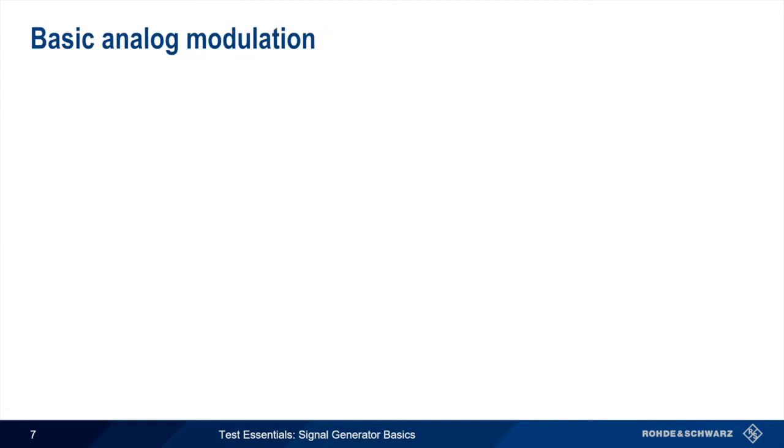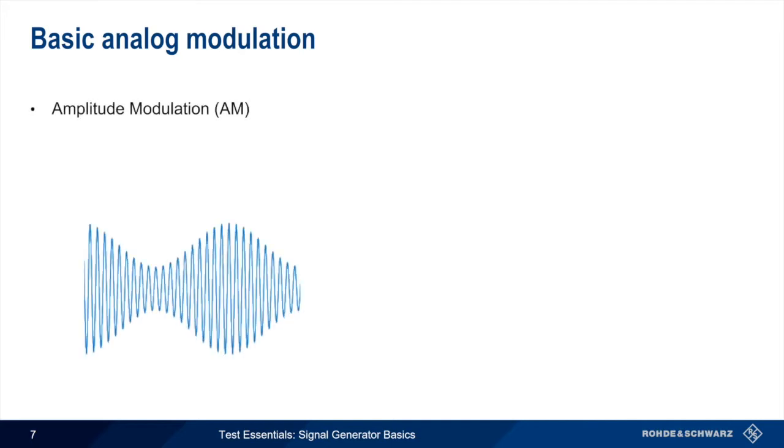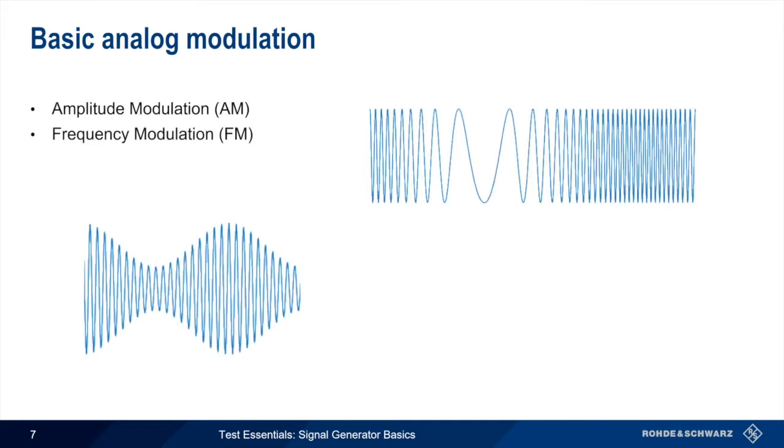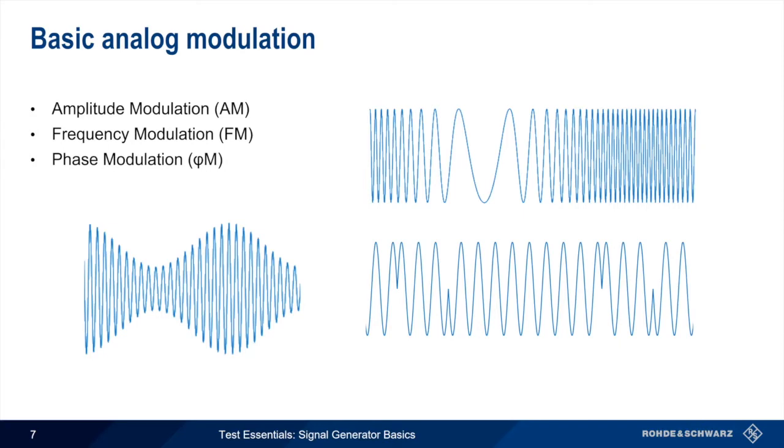In addition to CW signals, an analog signal generator can also generate signals with analog modulation. As you probably already know, the three basic types of analog modulation are amplitude modulation, frequency modulation, and phase modulation. Despite the tremendous growth in digitally modulated signals, analog modulation is still very important for many applications, and it's used in a wide variety of design, test, and debug scenarios.